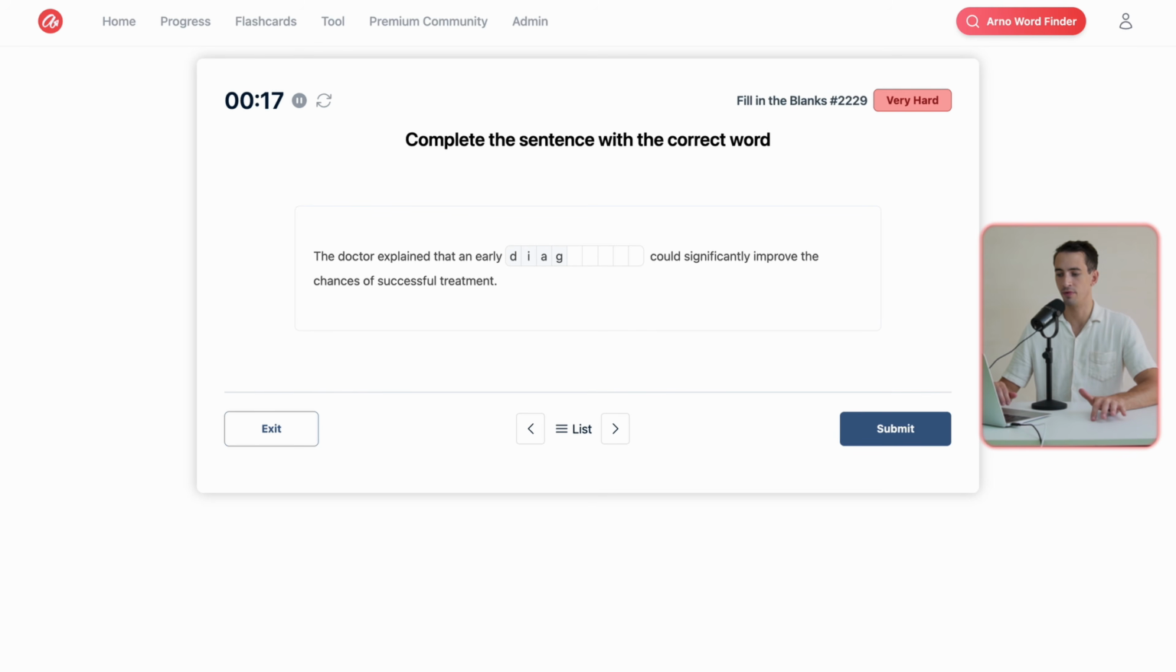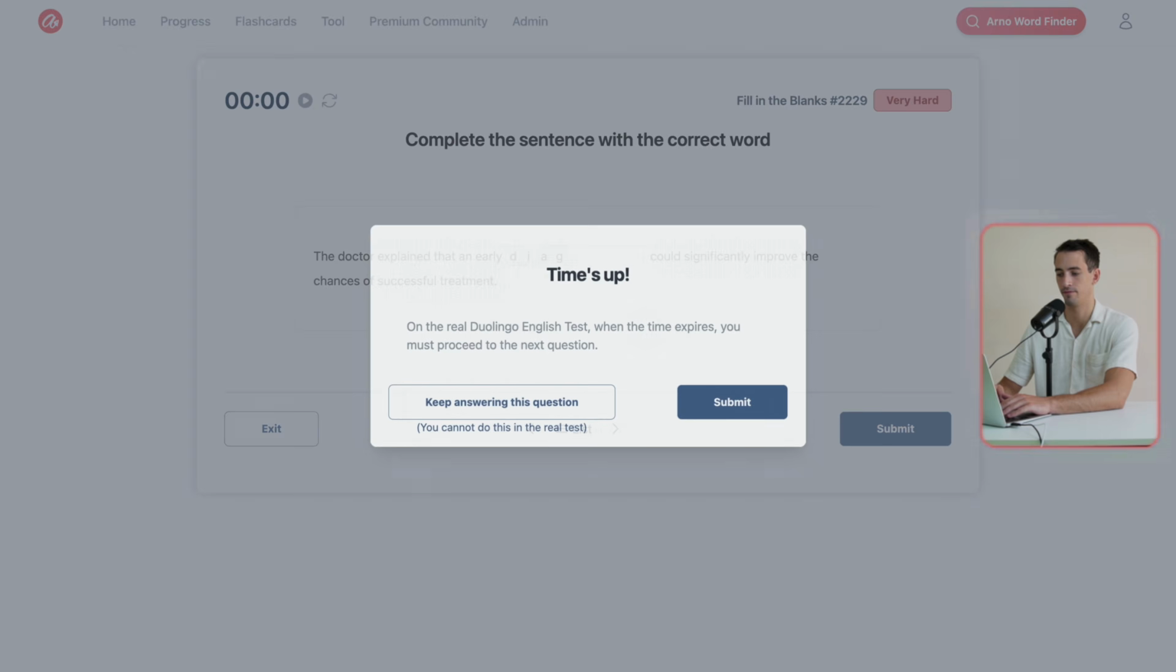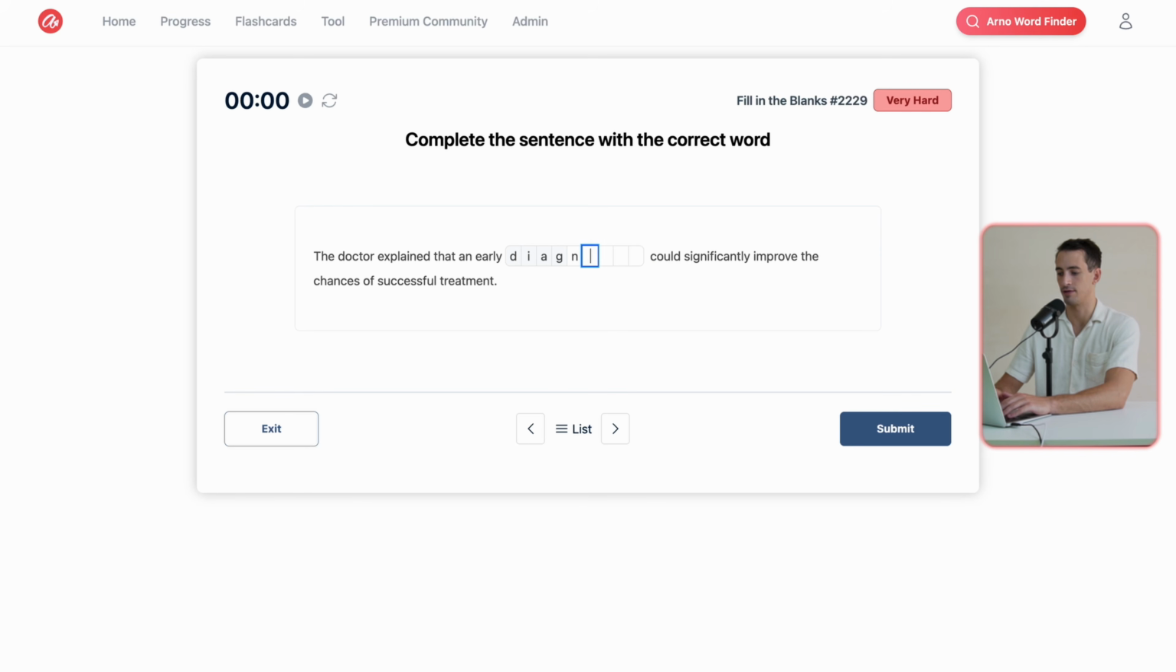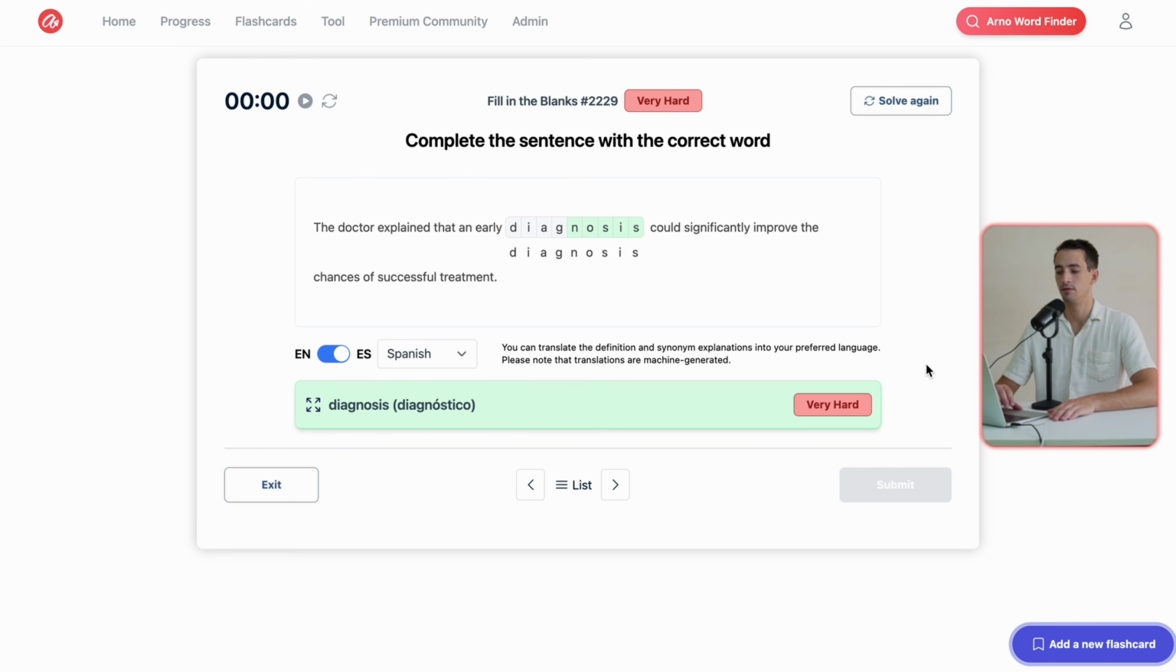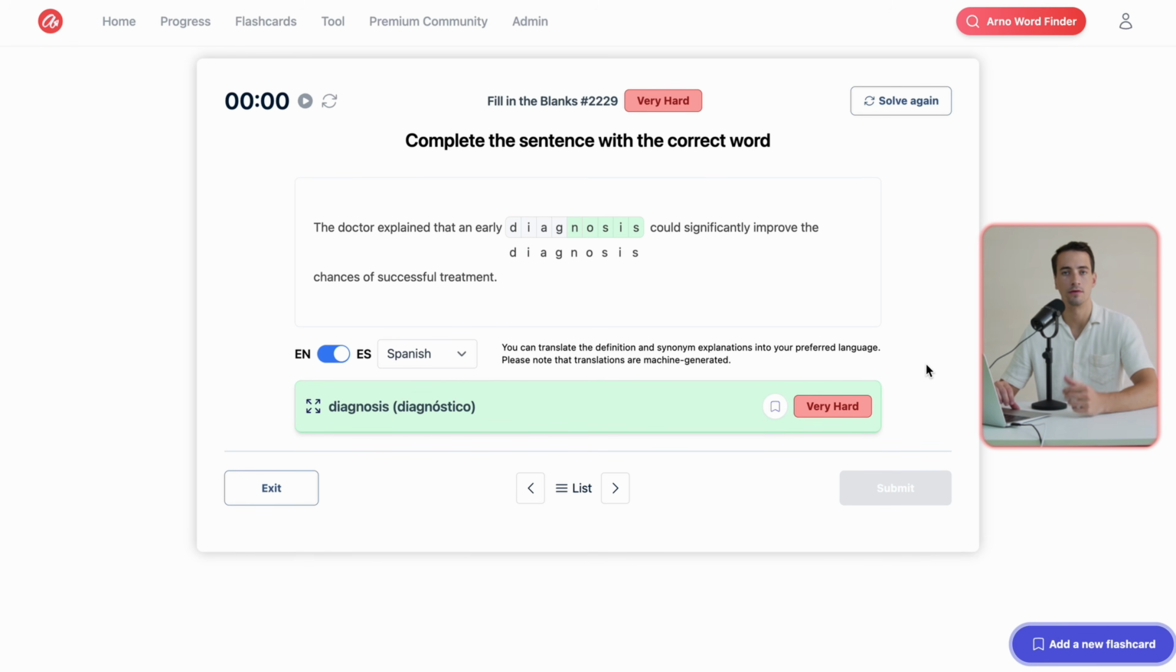The doctor explained that an early DIAG blank blank blank blank blank could significantly improve the chances of successful treatment. Okay. The correct answer here is diagnosis. So a diagnosis is when we are sick, we go to the doctor, and they tell us, you have the flu, or you have this disease.